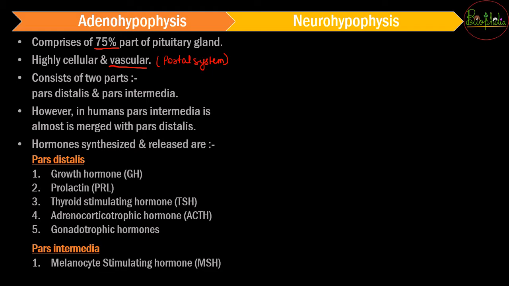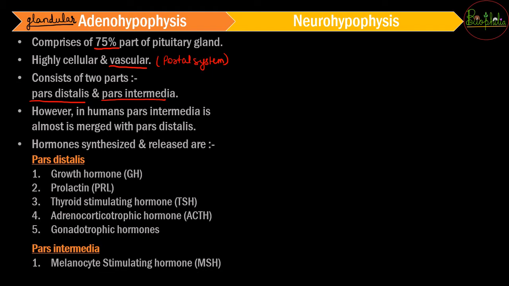There are two parts in the adenohypophysis as well. The first one is called pars distalis and the second one is called pars nervosa. So the meaning of adeno here is glandular. How is it going to be? It is going to be glandular, and this glandular structure is the thing that is producing its own hormones.